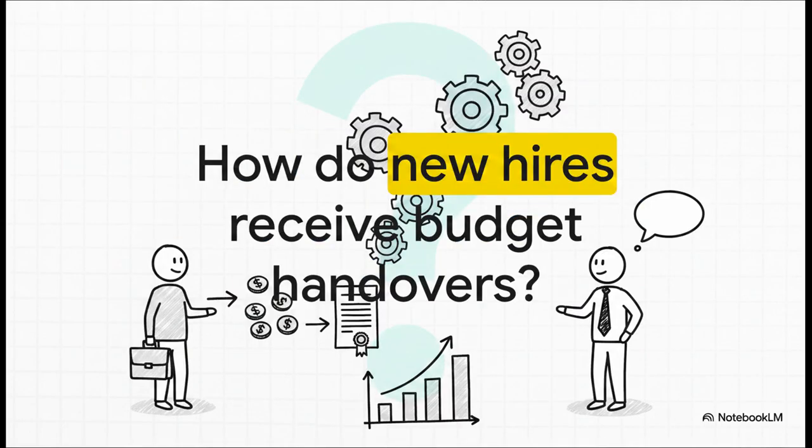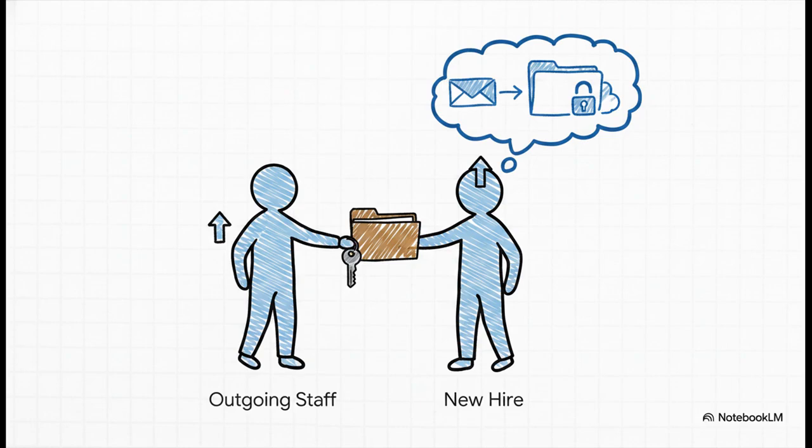And our final common question is all about succession planning. How do new hires actually receive budget handovers and authority from staff members who are leaving? It's pretty simple but crucial. The outgoing staff member has a strict responsibility to hand over all budget details and tracking files before their last day. Then, the new employee just needs to send a quick email to the finance and accounting department to request access to the master Google Drive folders.